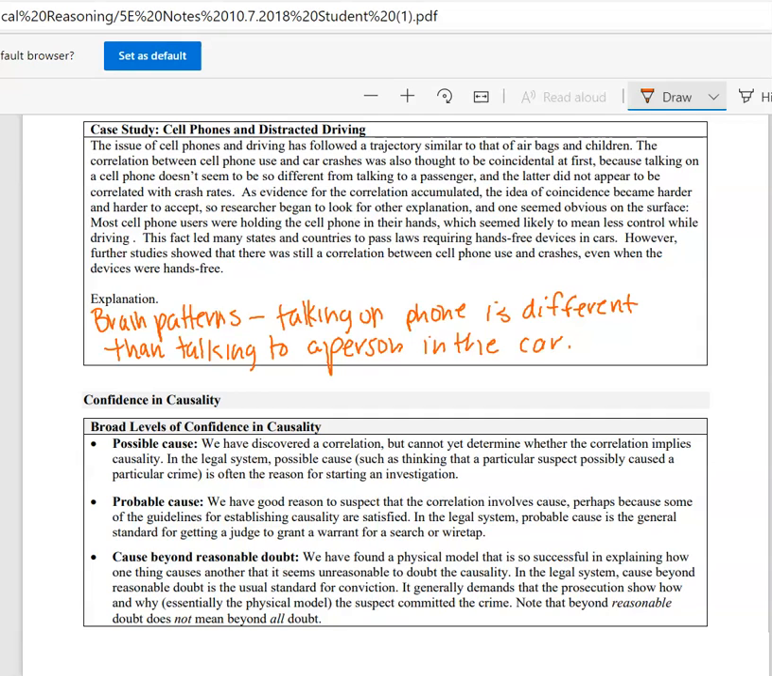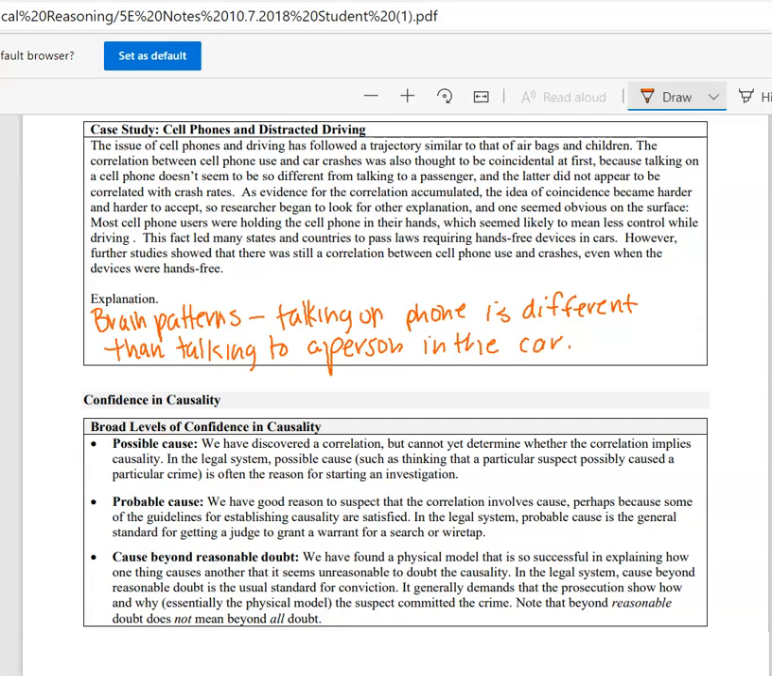So whatever that distraction is, it is causing more of the accidents. So when we're looking at confidence and causality, we want to evaluate whether it's a possible cause. We have discovered a correlation but cannot yet determine whether the correlation implies causality. In the legal system, possible cause, such as thinking that a particular suspect possibly caused a particular crime, is often the reason for starting an investigation. We have good reason to suspect that the correlation involves cause, perhaps because some of the guidelines for establishing causality are satisfied. In the legal system, probable cause is the general standard for getting a judge to grant a warrant for a search or wiretap.